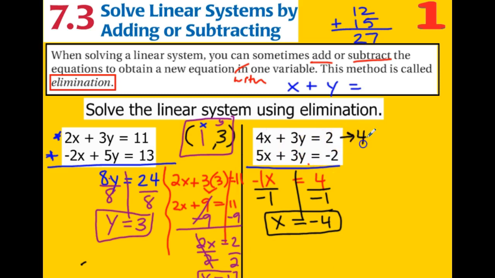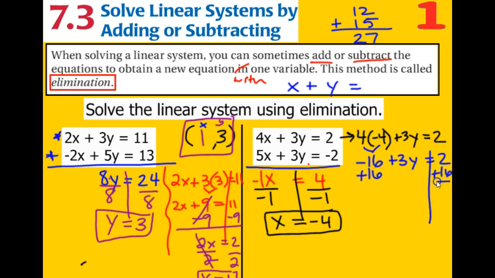It says 4x, and x is really a negative 4, plus 3y equal to 2. Well, 4 times negative 4 is negative 16, plus 3y equals 2. So we want y by itself, so I'm going to add 16 to both sides. Those eliminate. So we have 3y equals, and 16 plus 2 more is 18.